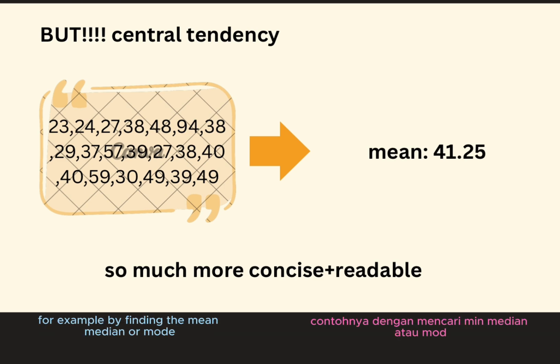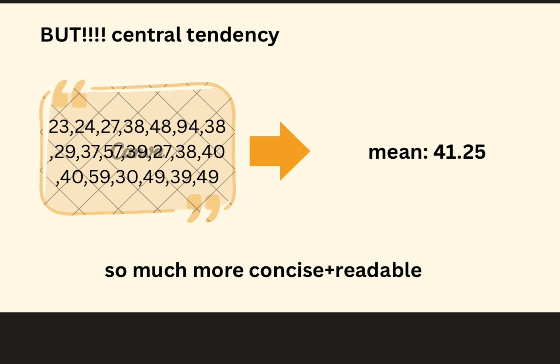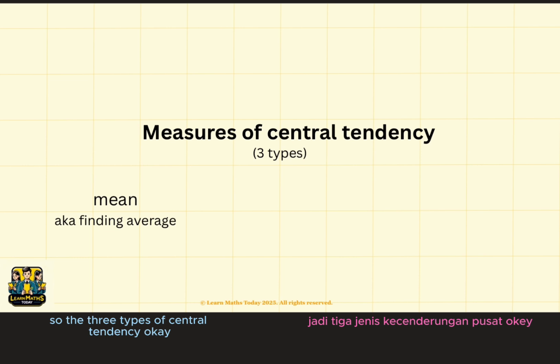For example, by finding the mean, median, or mode. For in this case is the mean, which is 41.25. It is much more concise and readable, so that we can all digest the numbers and data easily without doing much calculations. So the 3 types of central tendency, okay?